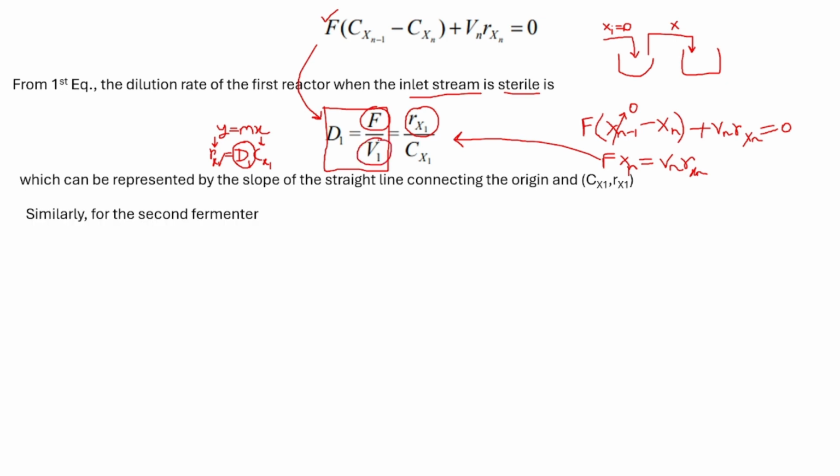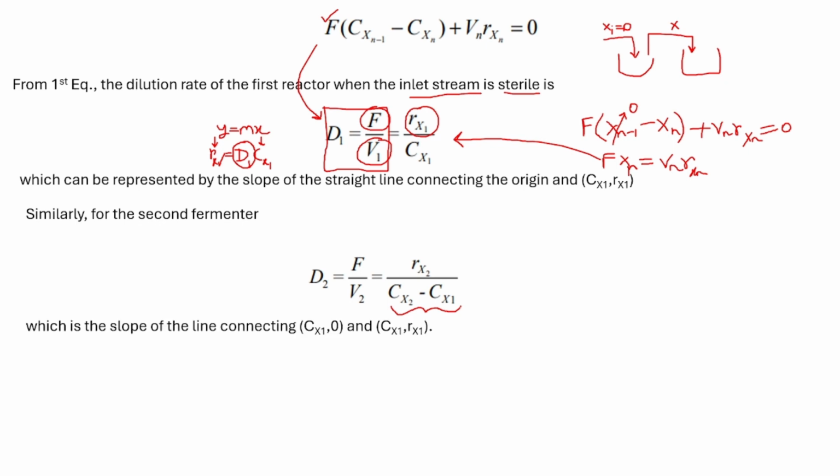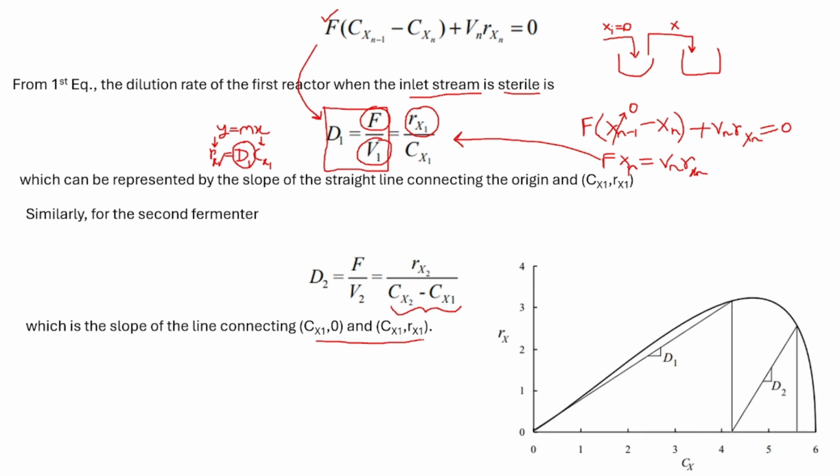Similarly for the second fermenter, here we are not assuming the inlet stream is sterile. So here we get D2 equal to F by V2 equal to Rx2 by (Cx2 minus Cx1). Again, if we plot this, the slope of the line connecting (Cx1, 0) and (Cx1, Rx1) will give the value of D2.